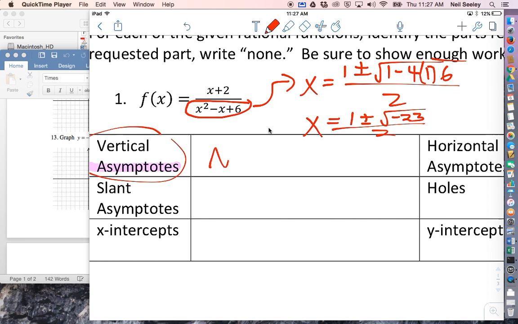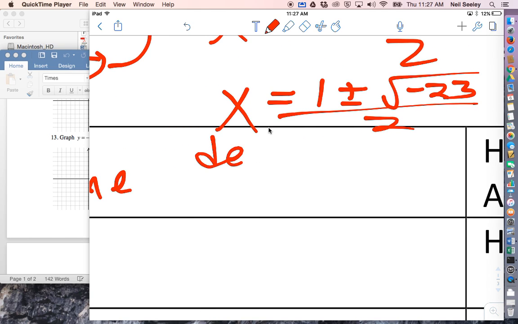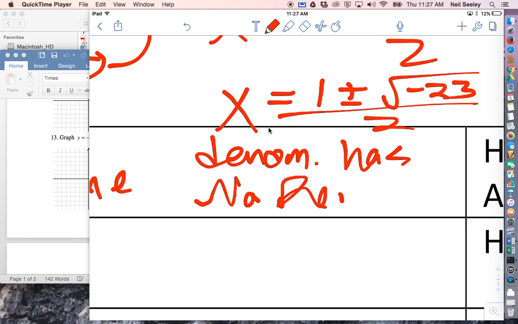So there's none. And I'm going to write in here a little special note. The denominator has zeros, but they're not real zeros. So the denominator has no real zeros. That's what we look for in vertical asymptotes.